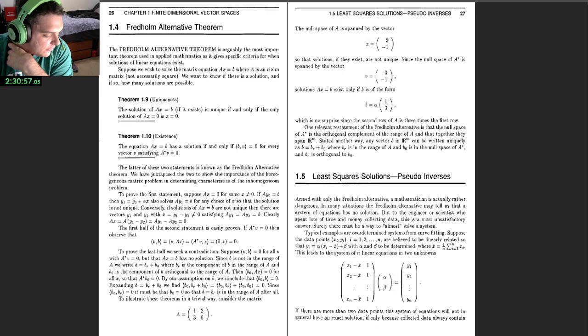Span Rm, so that Rm equals the range of A direct sum the null space of A adjoint. Say it another way, any vector b in Rm can be written uniquely as b equals br plus b naught, with br in the range of A, and b naught in the null space of A adjoint. And br is orthogonal to b naught.